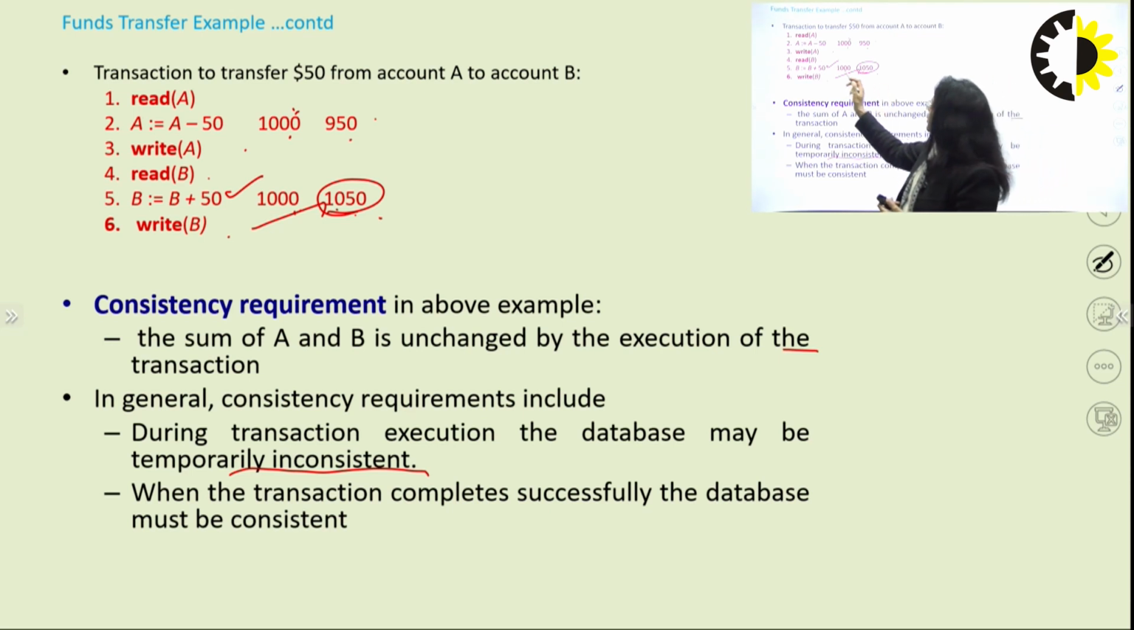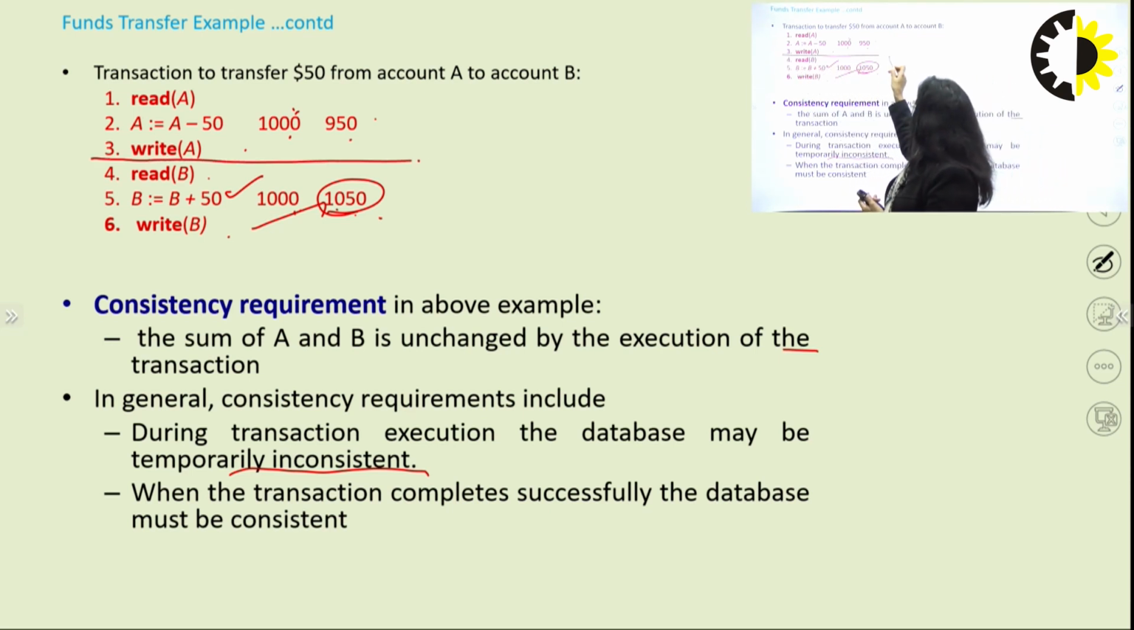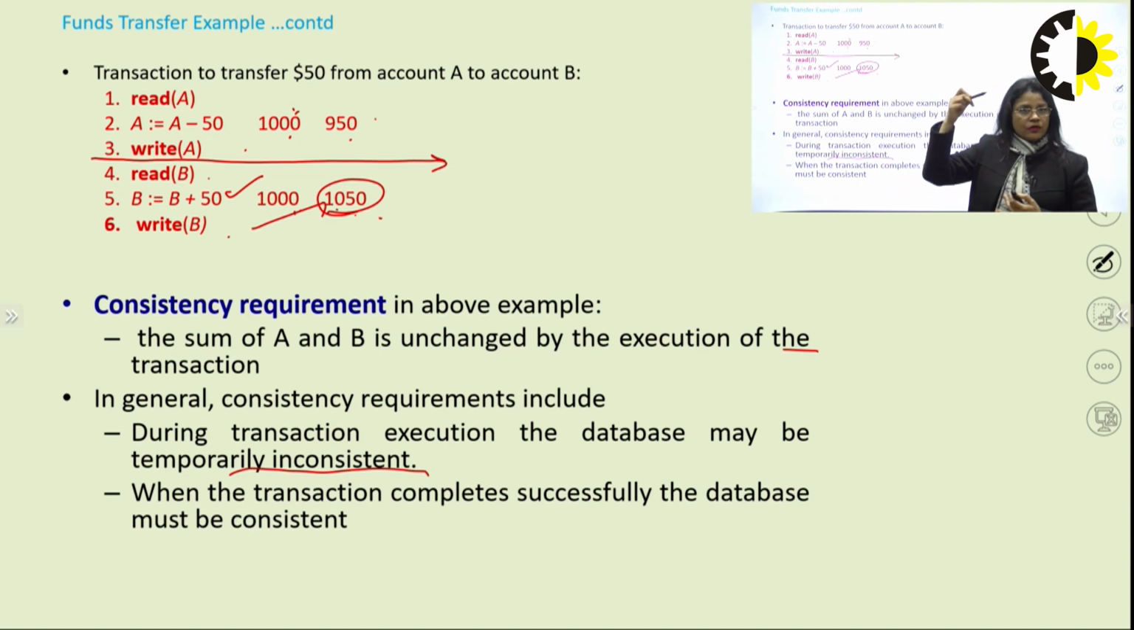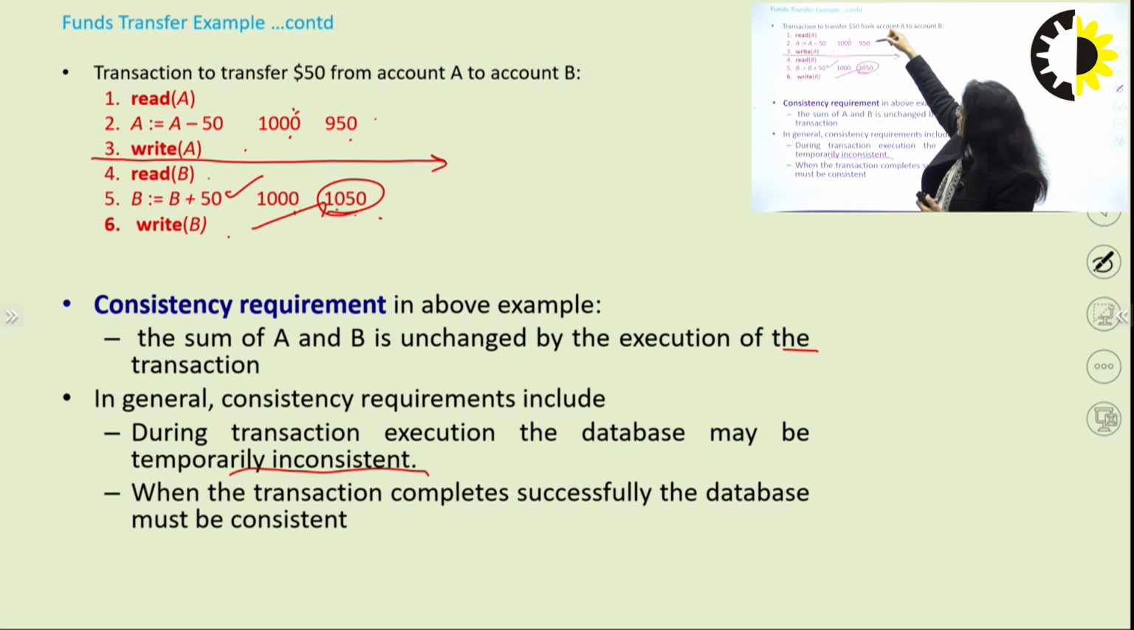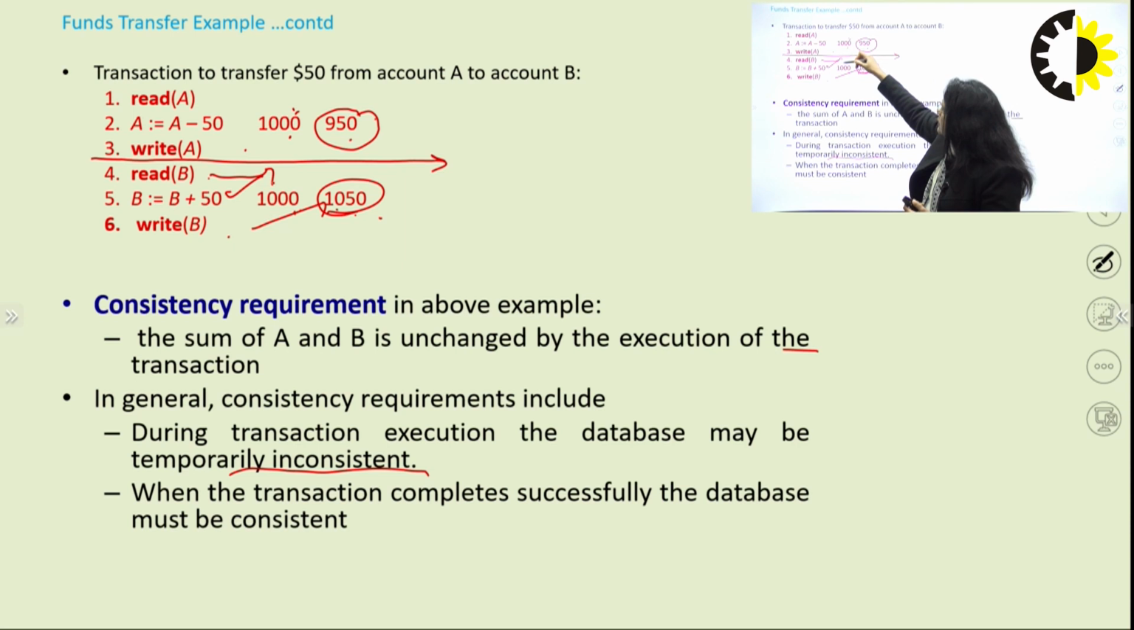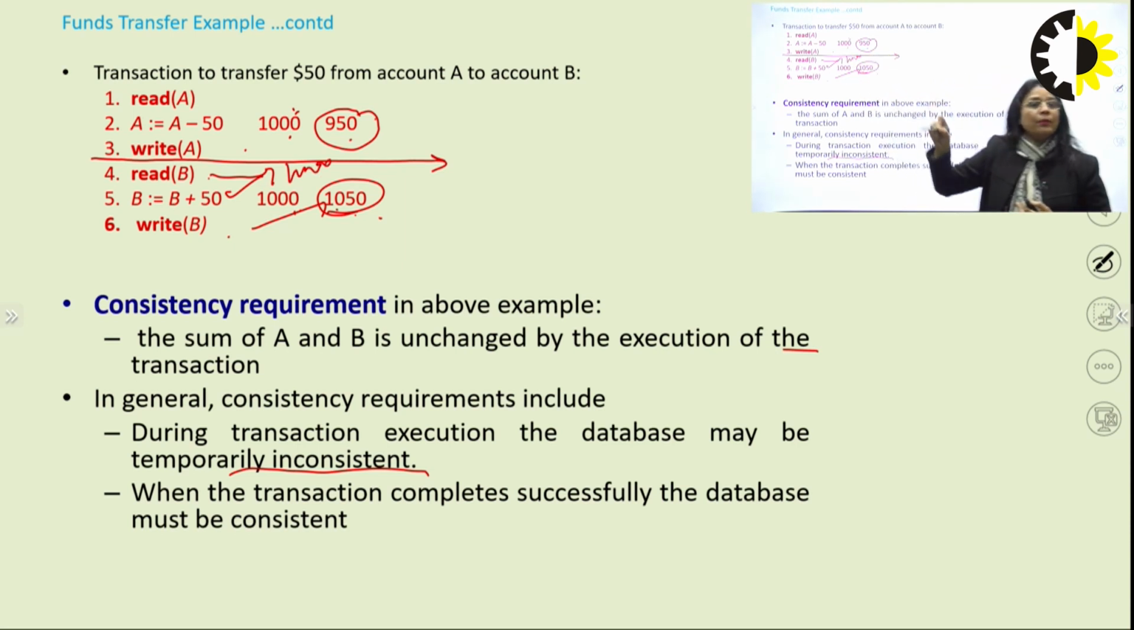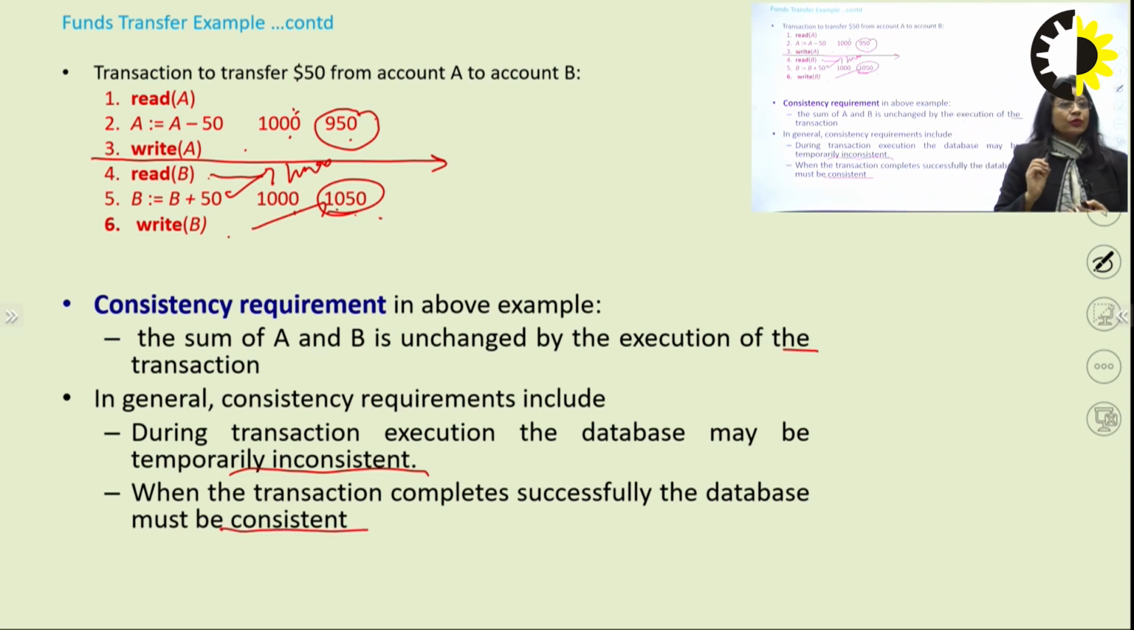So if we consider this transaction after step 3, at this time we can see that account A has 950 and account B, when we read it, is 1000. So this is a temporary inconsistency. It is allowed, but after the transaction completes successfully, the database must be consistent. This is the requirement of the transaction, known as the consistency requirement.